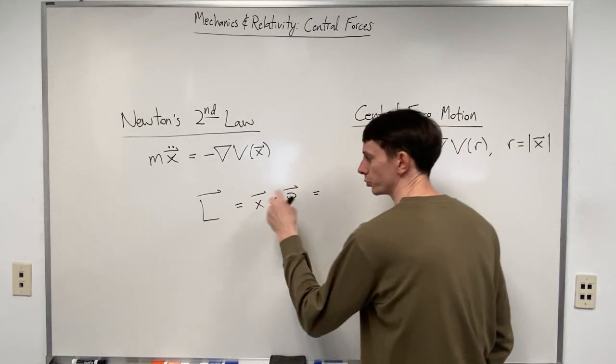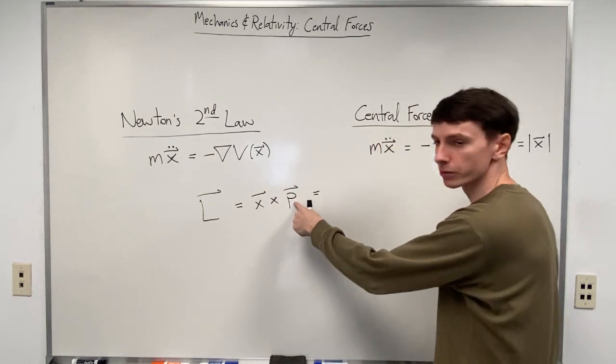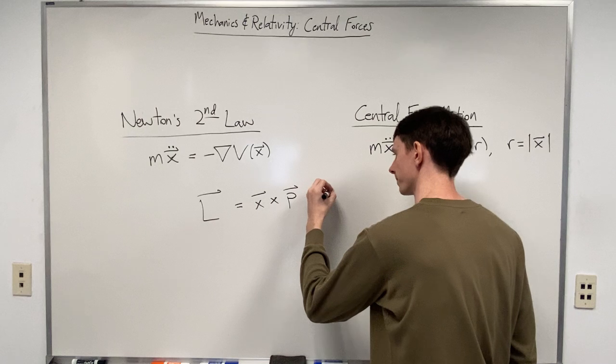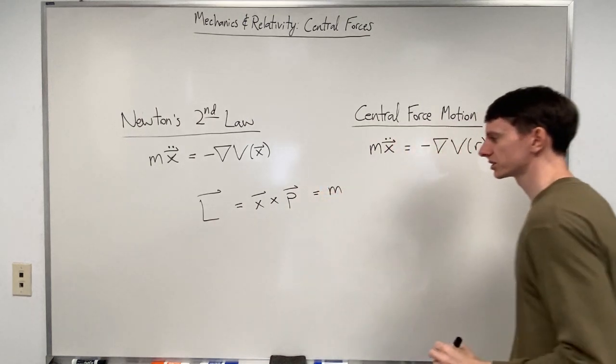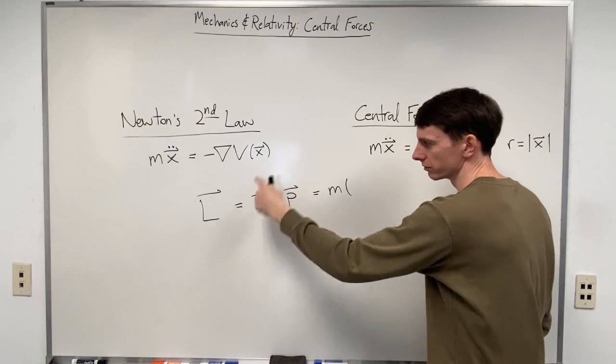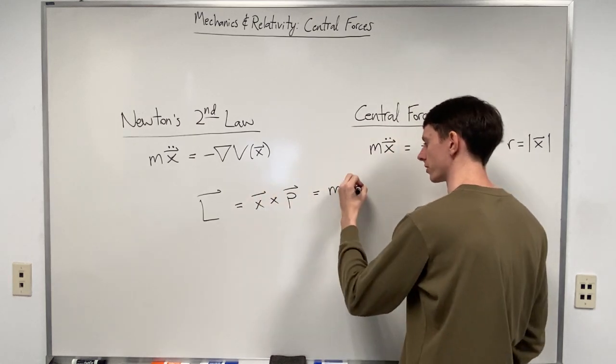And we can rewrite this, because the linear momentum is just m times v, the mass times velocity of the particle. I can bring the mass of the particle out to the front, and then let's see what we have left over within the cross product.